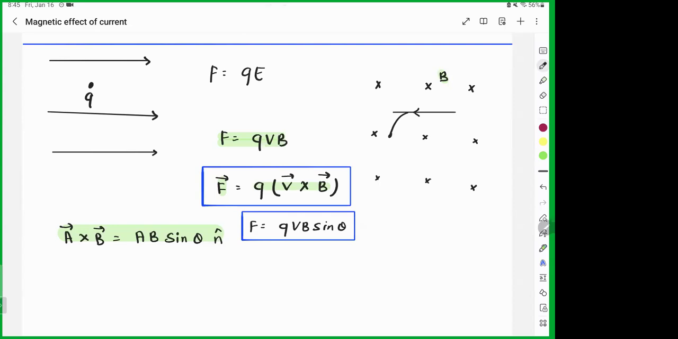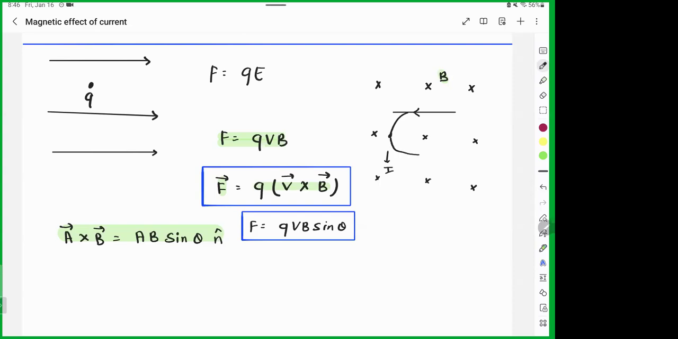When the charged particle is moving in the downward direction, the magnetic field is still inward. The magnetic field throughout the process is the same, inward only. But now the charged particle is moving in the downward direction. So current direction downward, magnetic field inside. What will be the direction of the force?